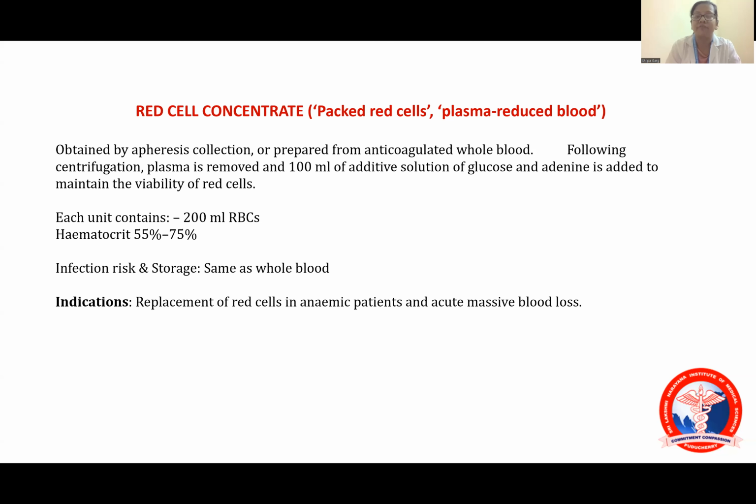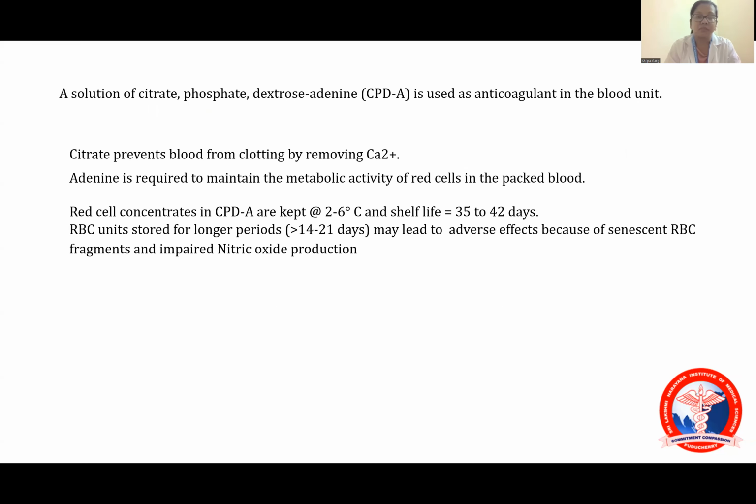Now, what are the indications of packed RBCs? In cases of replacement of red cells in anemic patients and acute massive blood loss, same as that of whole blood. A solution of citrate phosphate dextrose adenine, CPDA, is used as anticoagulant in the blood. Citrate prevents the blood from clotting by removing calcium ions from the blood. Adenine is required to maintain the metabolic activity of red cells in the packed blood.